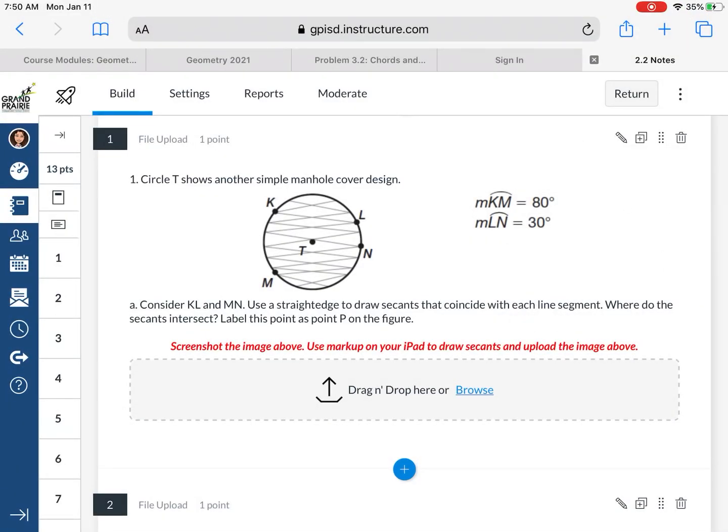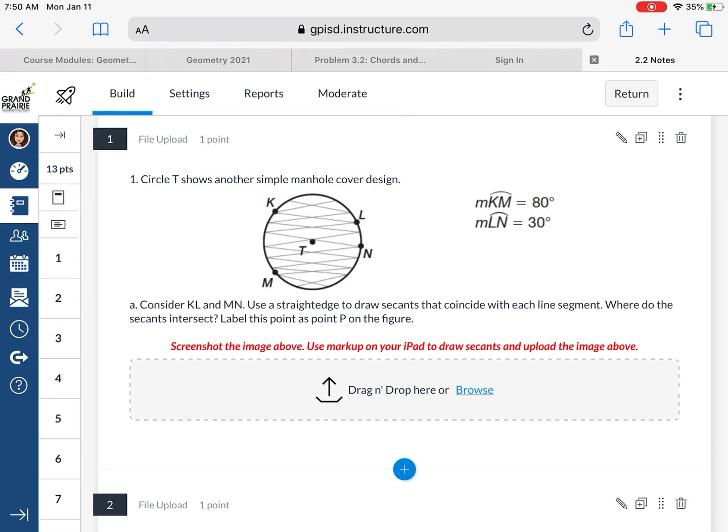All right, here we are in part 2. So let's begin. It says here we have circle T shows another simple manhole cover design. And it says that the measure of the arc KM measures 80 degrees and measure of the arc LN measures 30 degrees. They want us to consider the line segments KL and MN.